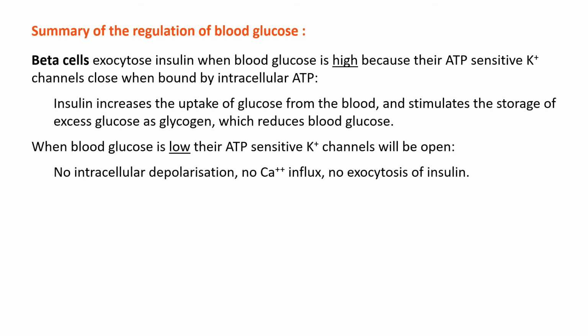Conversely, though, when blood glucose is low, their ATP-sensitive potassium channels will be open, because intracellularly there will be less ATP. Those channels will be less likely to be bound, so they will be open. We have no intracellular depolarization because potassium can freely go in and out quite happily. No calcium influx, no exocytosis of insulin. So when blood glucose is low, we stop exocytosing insulin.